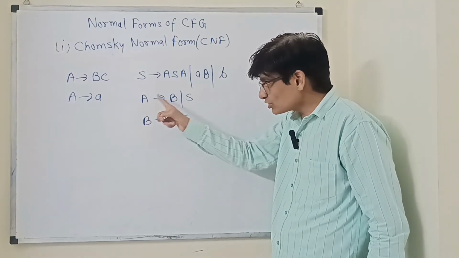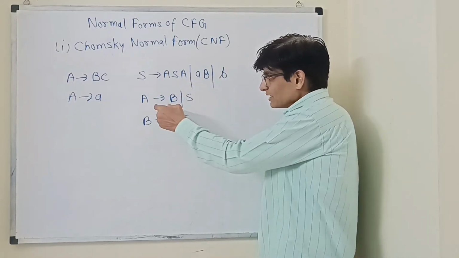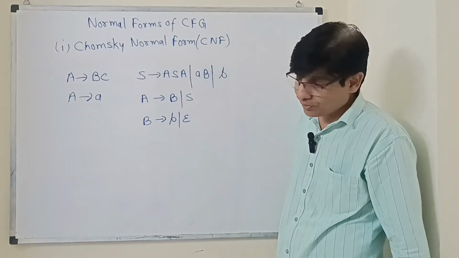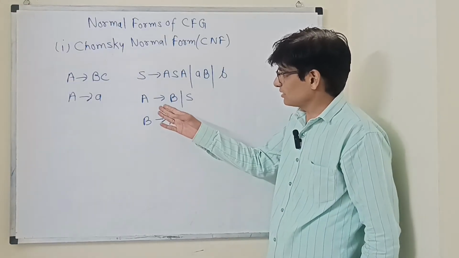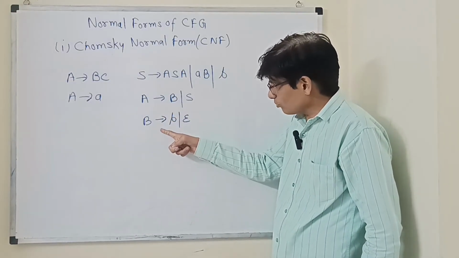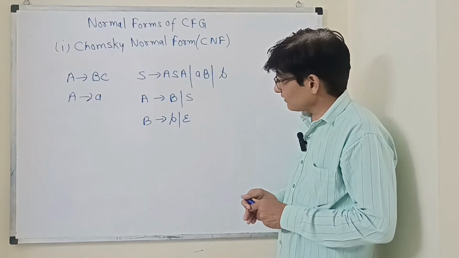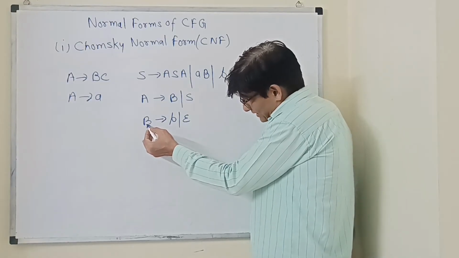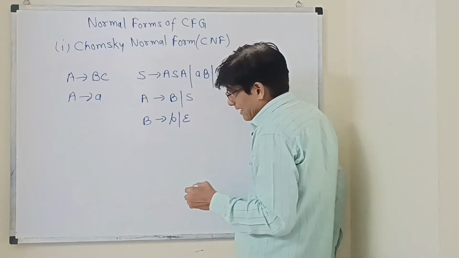So indirectly, it is also generating epsilon. So this particular grammar has two unit productions as well as two epsilon productions. So now we will first try removing both these epsilon productions. Let's remove this B gives epsilon.